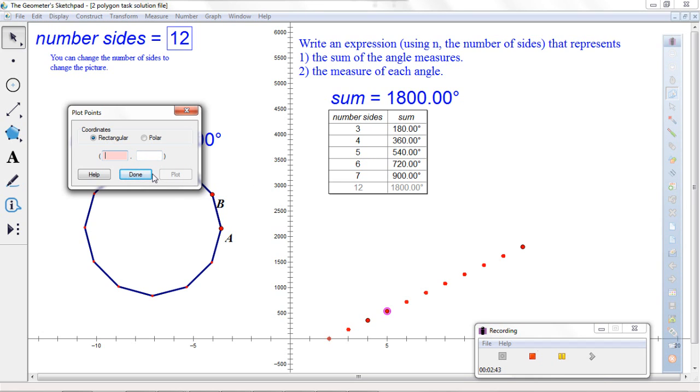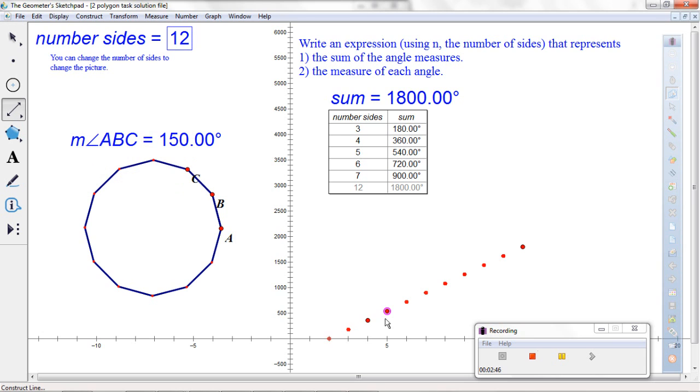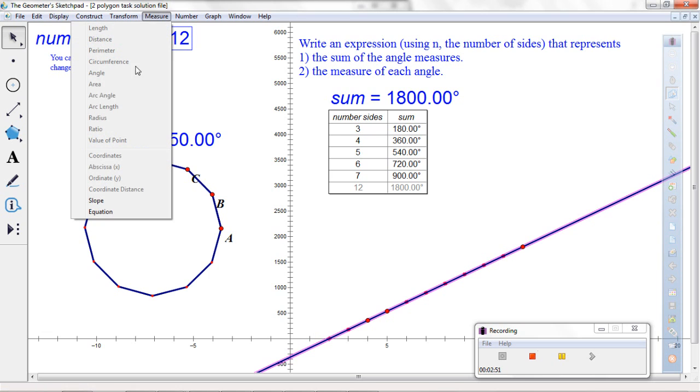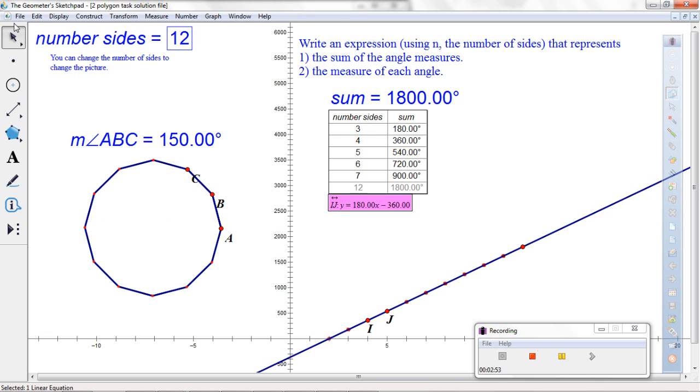We know 2 points determine a line, so that's enough. And I can make a line and measure the equation. And now we have an equation that corresponds to this table and this graph. That is the sum of angle measures based on the number of sides, which in the equation is x. Okay, so that gives you a variety of representations fairly quickly and easily using the software.